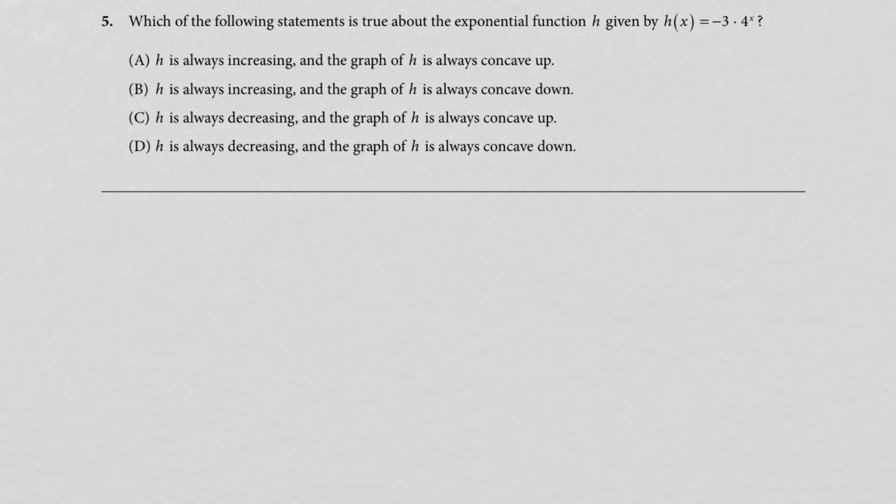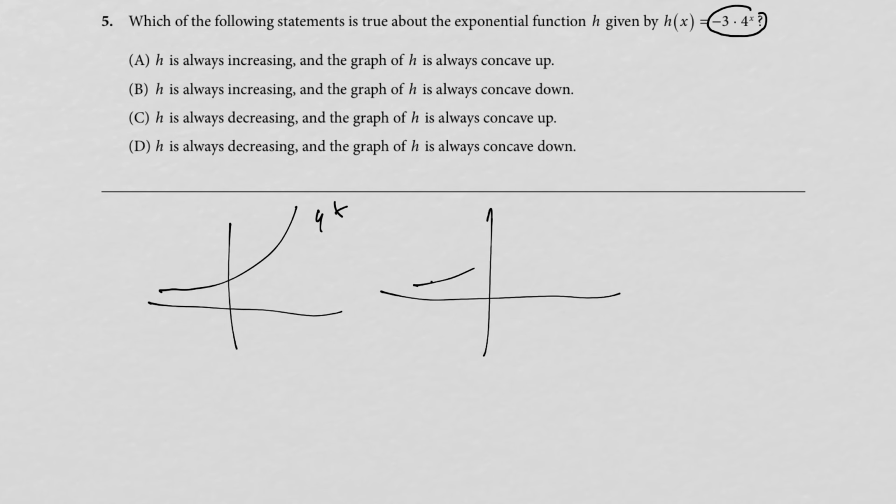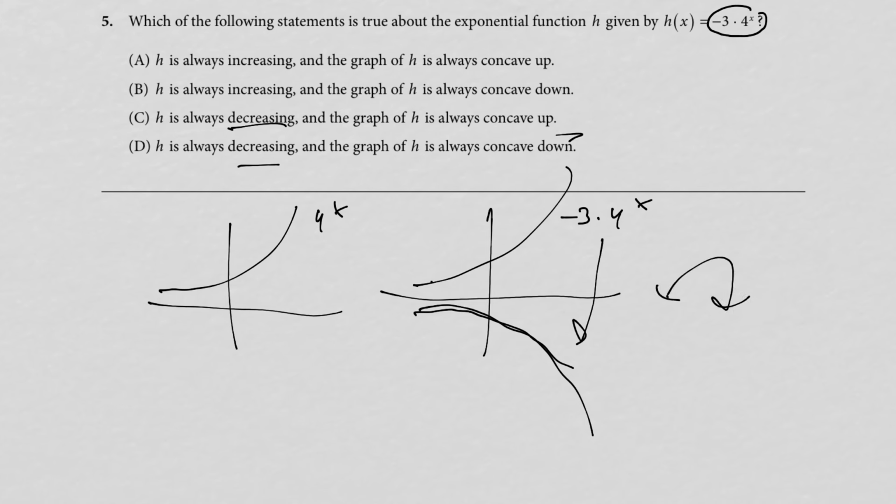Question 5. So we have this exponential function, -3 times 4 to the x power. Now, 4 to the x power looks like that, and 3 times 4 to the x power looks pretty much like that also, but when you put a negative in front, it flips it upside down. So h is always decreasing, going down. And concave down, that means it's like part of a frown, which this is. And that's why that one is choice D.